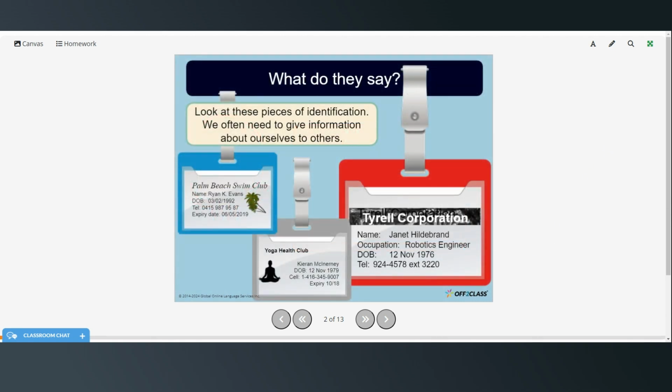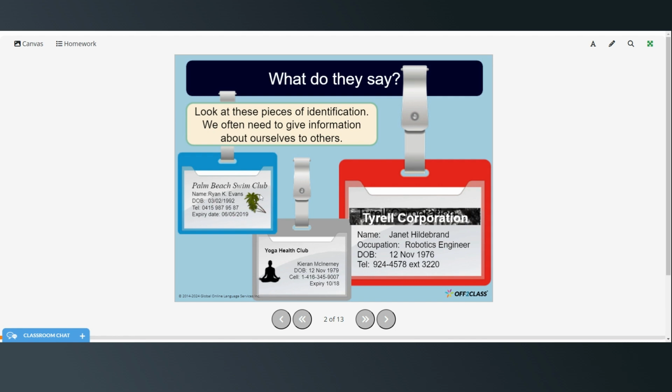Alright, so we have to look at these pieces of information, and we often need to give information about ourselves to others. So these are all different sorts of identification cards. They all have similar information though. Person's name, their date of birth, telephone number, the date that the ID card expires.